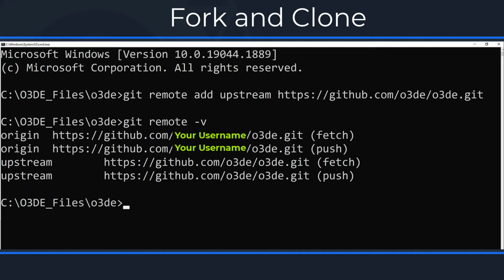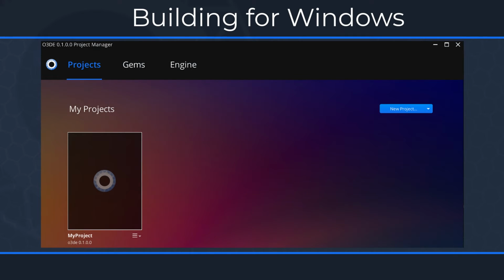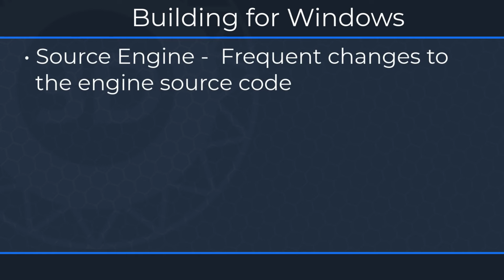Now that we have a local copy of the O3DE source code, let's build the engine, including key tools such as asset processor, O3DE editor, and project manager. To prepare to build the engine and projects, you can choose from one of the following build types based on the primary focus of your development workflow.